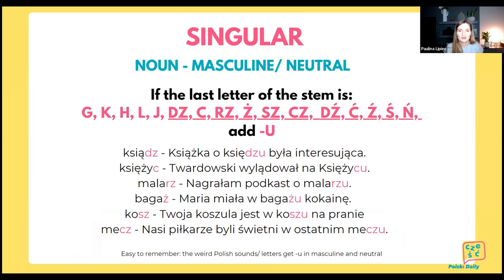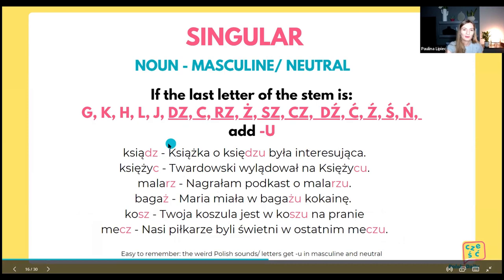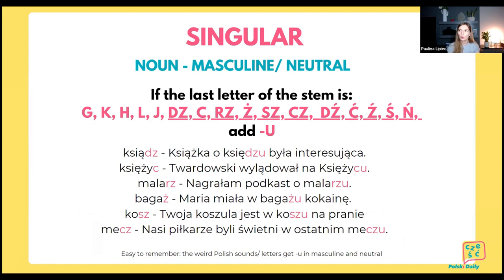Ksiądz. We are now moving to this typically Polish row. Ksiądz. Książka o księdzu była interesująca. Ooh, that sounds like a really good tongue twister. Książka o księdzu była interesująca. A book about a priest was interesting. Księżyc. A lot of people confuse these two words, ksiądz and księżyc. Twardowski wylądował na księżycu. Twardowski landed on the moon. Of course, it's not true, but Twardowski was a character from a Polish legend who traveled to the moon long before the Americans.